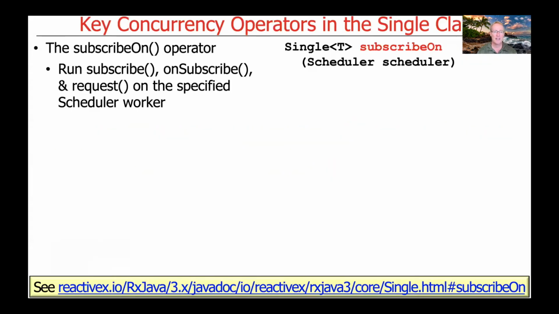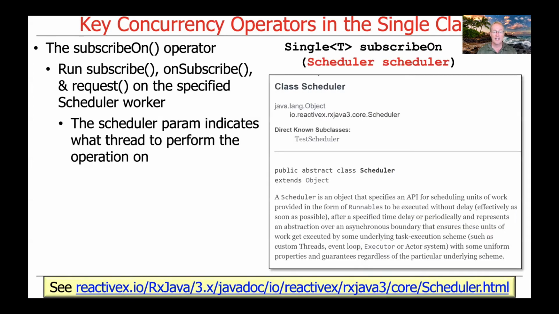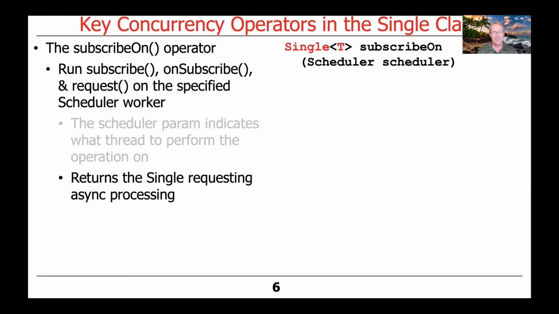The subscribe on operator is used to run subscribe, unsubscribe, and request on the specified scheduler worker. The scheduler parameter that's passed to subscribe on is used to indicate what thread to perform the operation upon. The subscribe on operator returns the single that's requesting asynchronous processing in the designated thread.